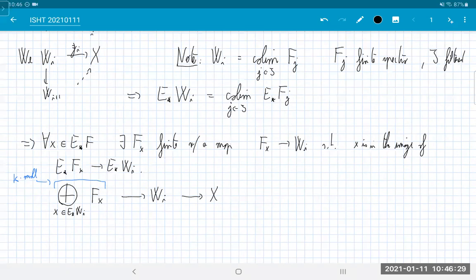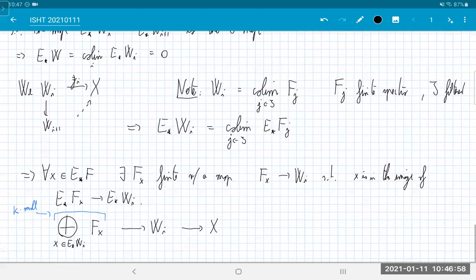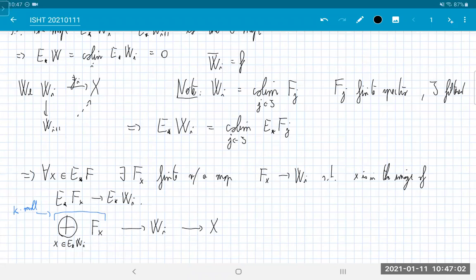Oh, sorry, I made a mistake. I shouldn't have taken Wi, but Wi bar, the fiber of the map from Wi into X. And then this for W bar. And note that since X is E-acyclic, the map from Wi bar to Wi is an equivalence in E homology.